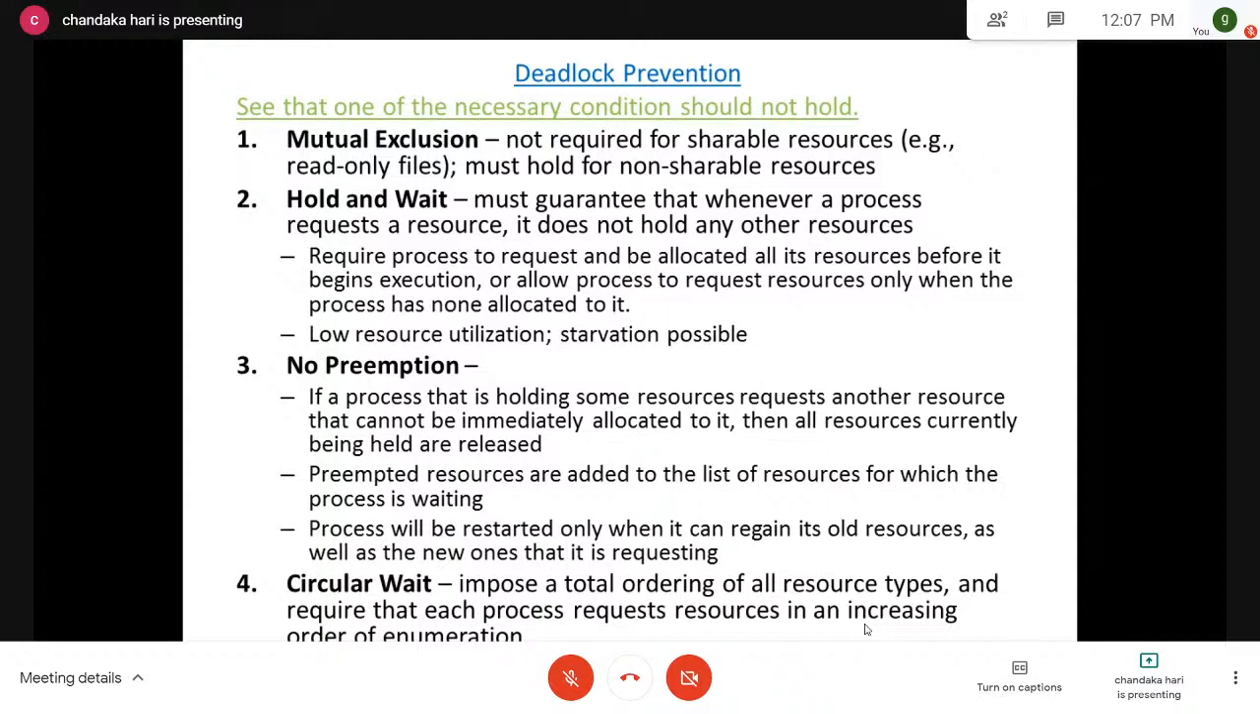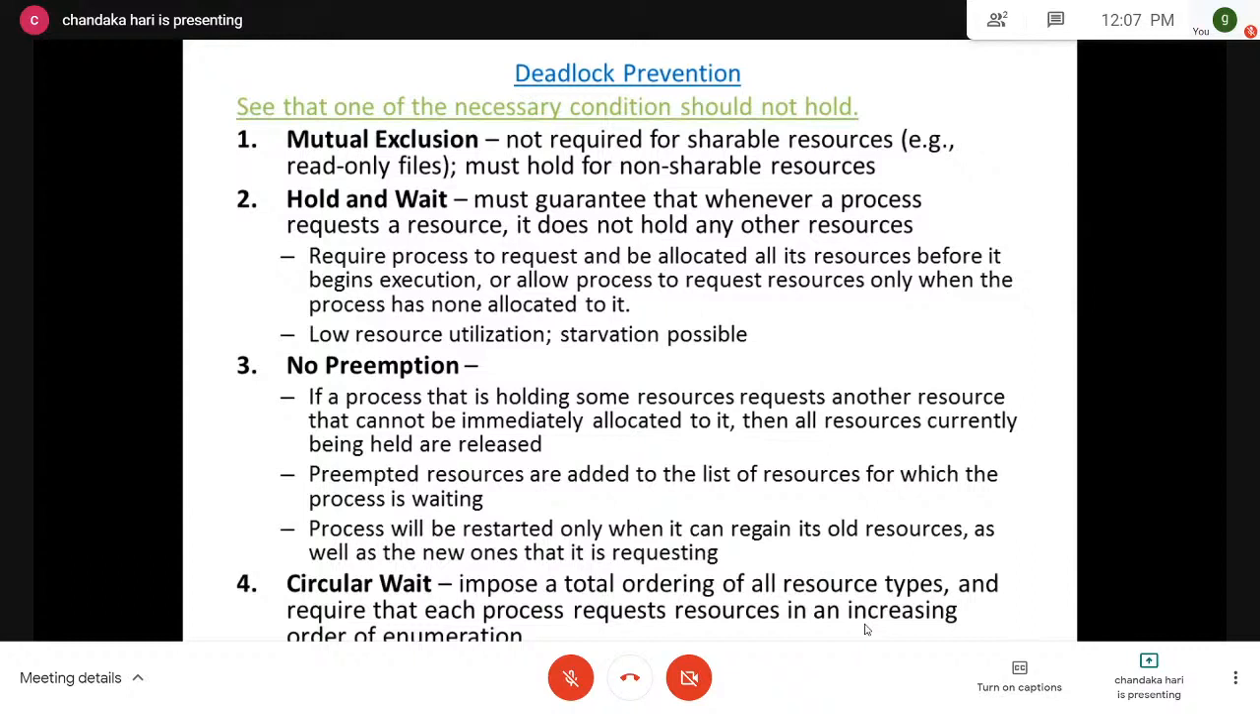If a process that is holding some resources requests another resource that cannot be immediately allocated, all resources currently held are released. Preempted resources are added to the list of resources for which the process is waiting. The process will be restarted only when it regains its old resources as well as the new resources it is requesting. That's it. So this is also not going to be possible.